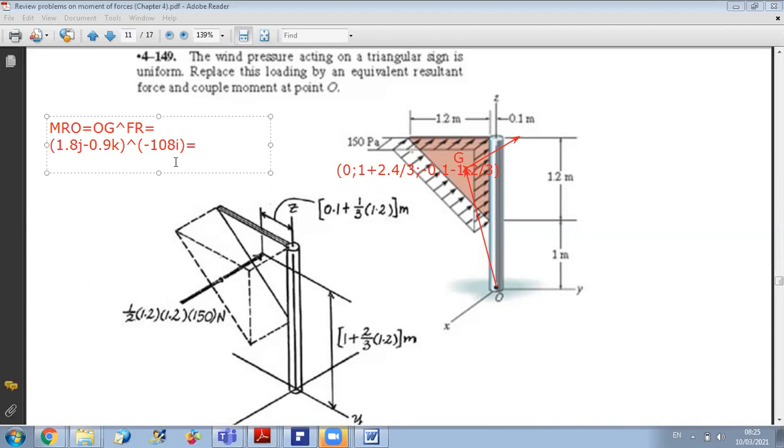Okay, look, just 1 minute. I should have a negative. I should have a negative result for the moment. So let us check what's the issue. OG.